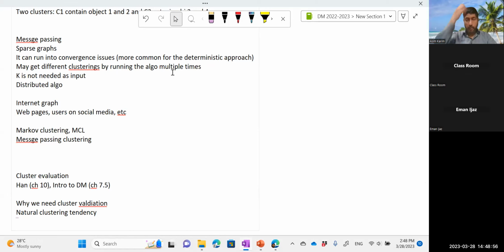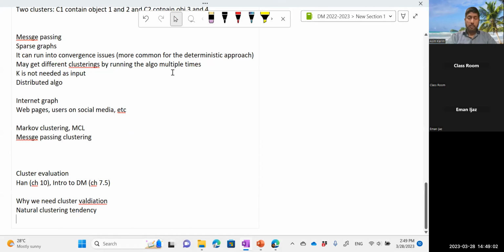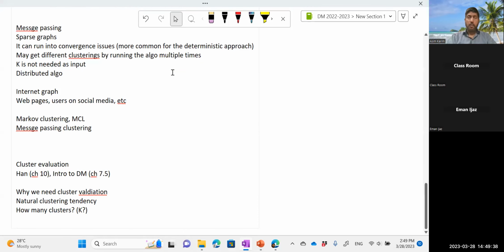So we want to make sure whether natural clustering tendency exists in the data or not. Another question we want to ask is: how many clusters? Remember the K. How many clusters naturally exist? The same random example I gave, if you run it with K equal to 2, K-means will give two clusters. With K equal to 10, K-means will give 10. So how will we know how many natural clusters there are? We need to somehow evaluate the clustering, the quality of the clustering. Okay.